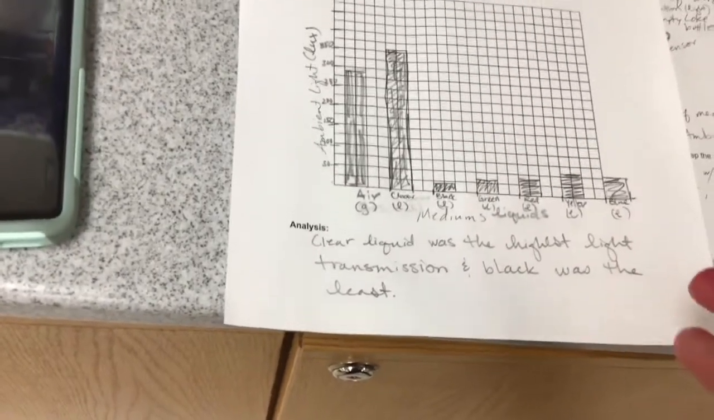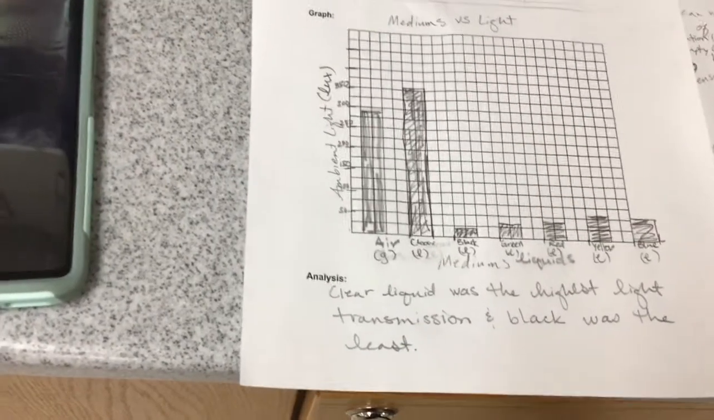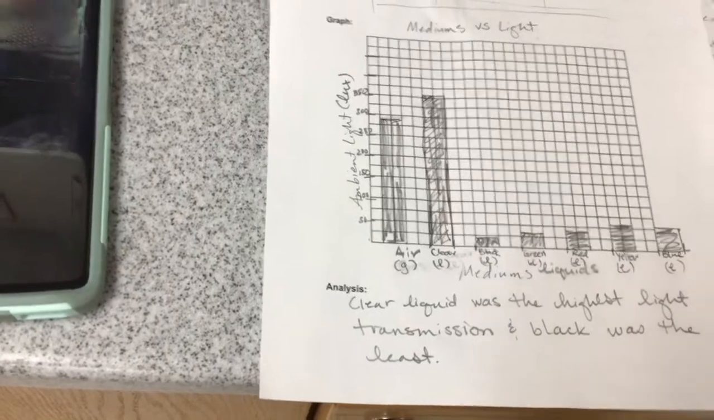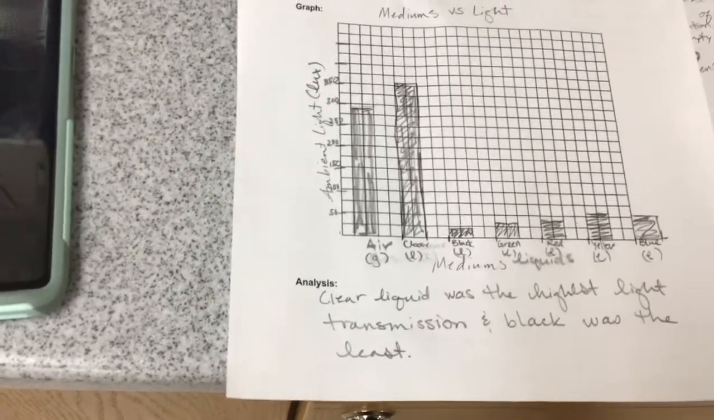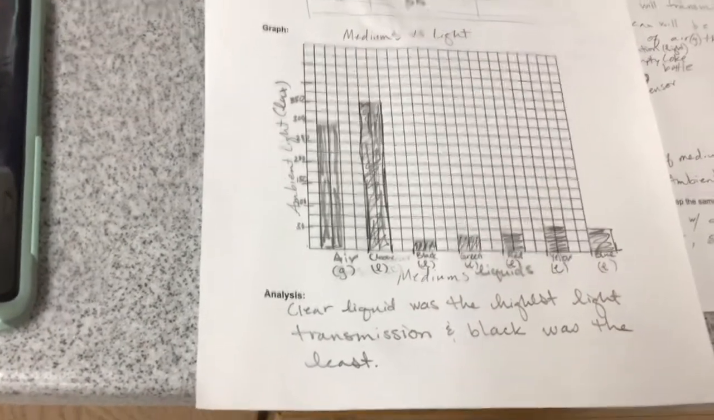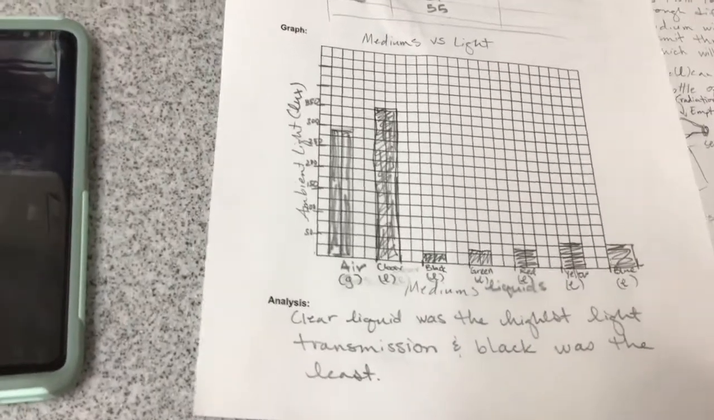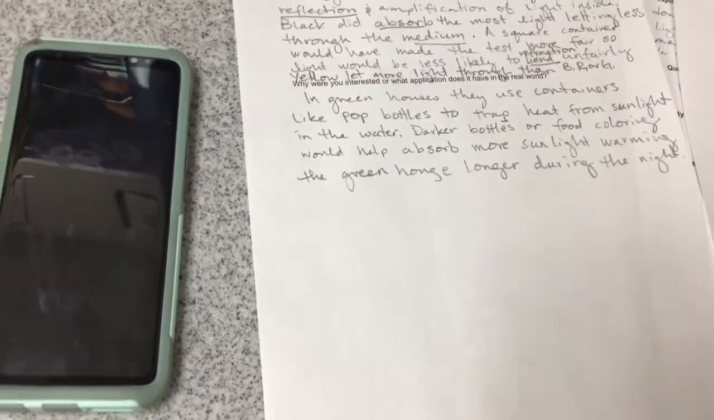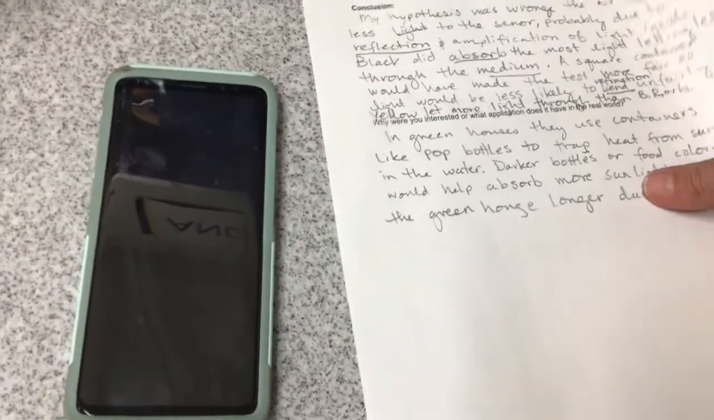And in my analysis, I'm just going to write what I see in the graph as if you were to explain it to a blind person. So black transmitted the least, and the clear liquid transmitted the most. Okay. So on the next page of your lab, you have to do your conclusion.